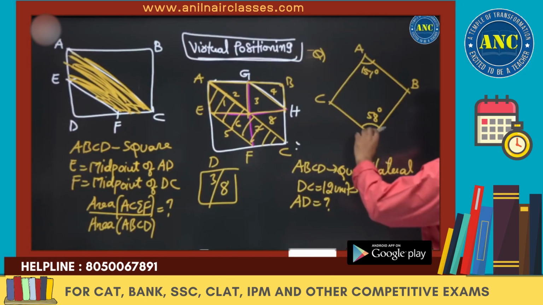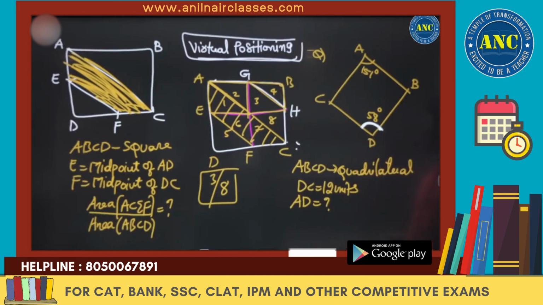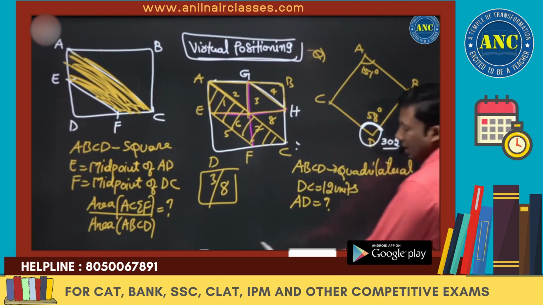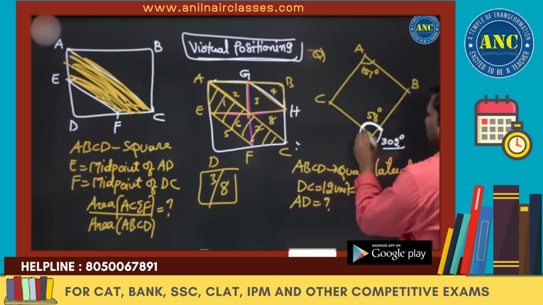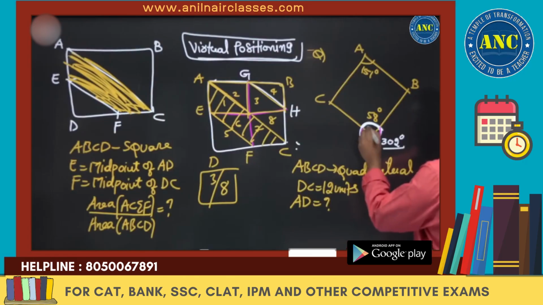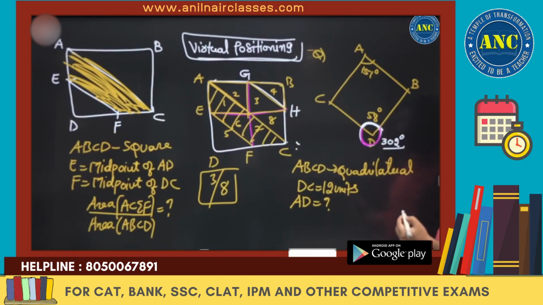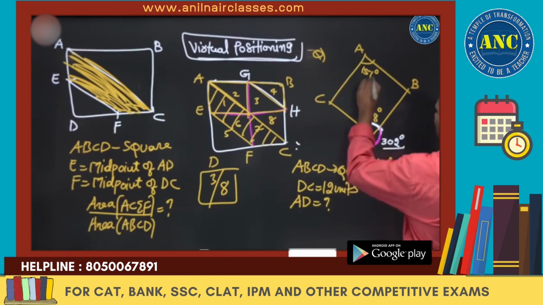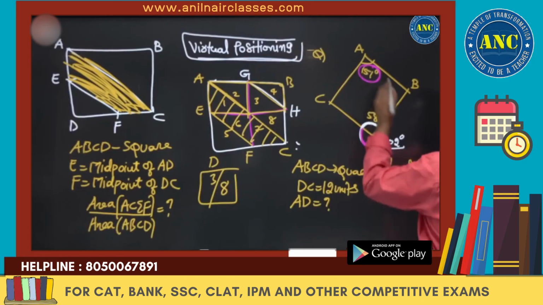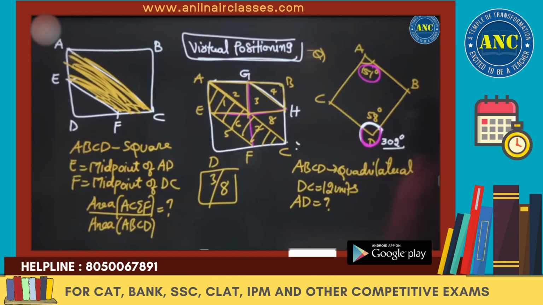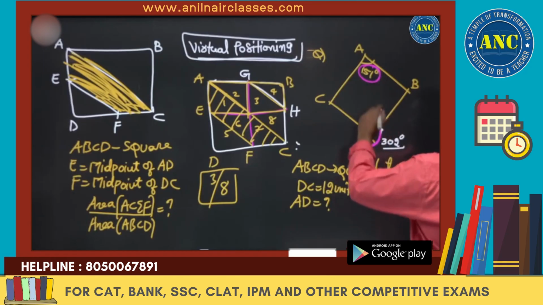How to do it is, this is 58 degrees. If this is 58 degrees, this will become 302 degrees. Angle at a point is 360 degrees. This is 302 degrees: 360 minus 58 is 302 degrees. This is 302 and it is 151. 302 is 2 times 151. This is 2 times this angle.